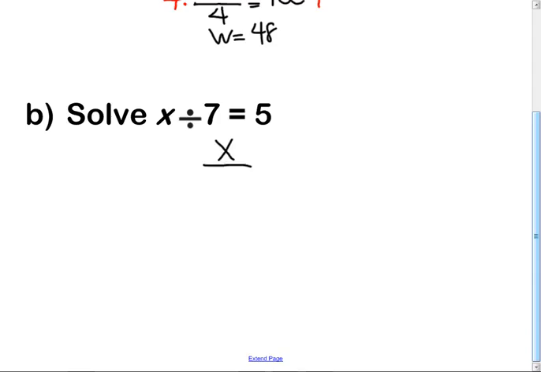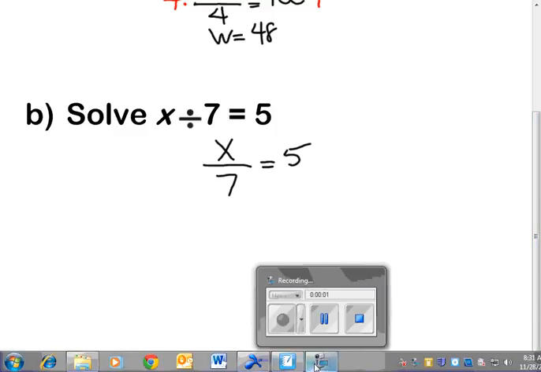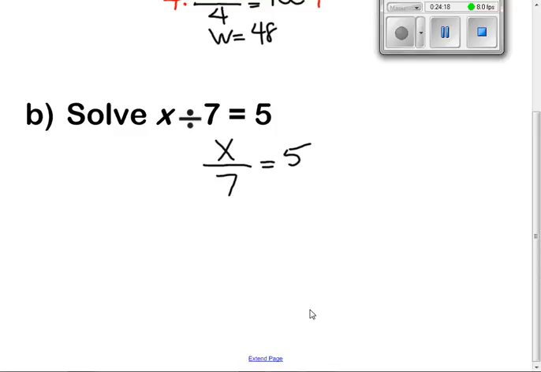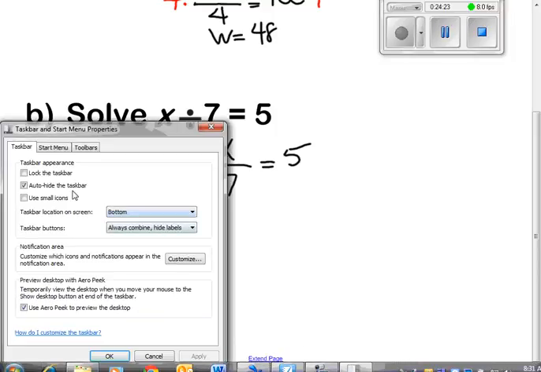Okay? If you don't like the way that's written, why don't we write it this way? X divided by 7 equals 5. Okay? I'll have to realign my board. So you guys try those.